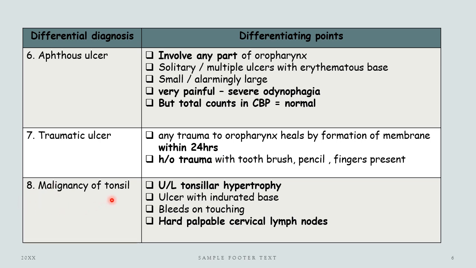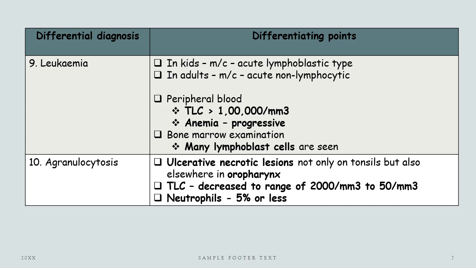Coming to malignancy of tonsil. In malignancy of tonsil, usually a unilateral tonsillar hypertrophy can be seen. Here also we can see ulcers which bleed on touching, but obviously this is a malignancy, so we can see hard palpable cervical lymph nodes. So in leukemia, the total leukocyte count would always be greater than 1 lakh per cubic millimeter, and progressive anemia can be seen. If we do a bone marrow aspiration examination, many lymphoblasts can be seen.